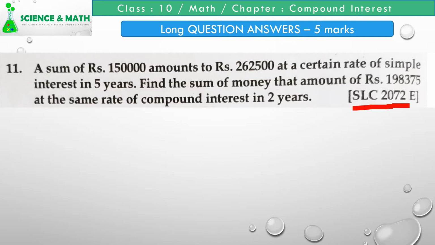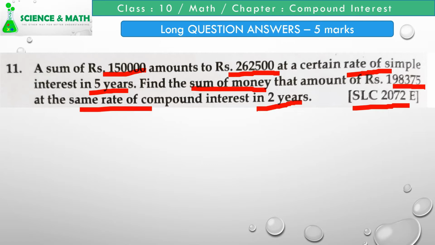Here in the question, there is a sum 1,50,000 which amounts to rupees 2,62,500 in 5 years at a certain rate of simple interest. We should find the sum of money that amounts to rupees 1,98,375 in 2 years at the rate in which 1,50,000 amounts to rupees 2,62,500 at simple interest.